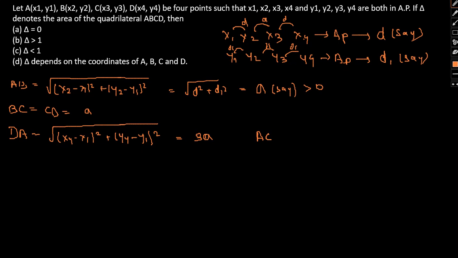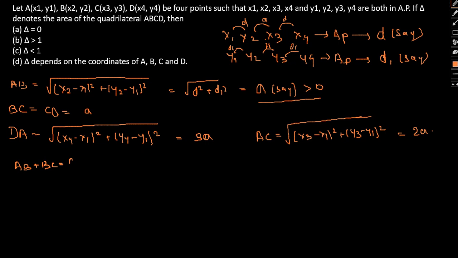Now if we talk about AC, AC will be (x3 minus x1) whole square plus (y3 minus y1) whole square. So there are 2 differences, so this will be twice A. So these are all the values that we have gotten for A greater than 0. Now we know AB plus BC equals AC. Therefore, this would simply imply A, B, C are collinear.